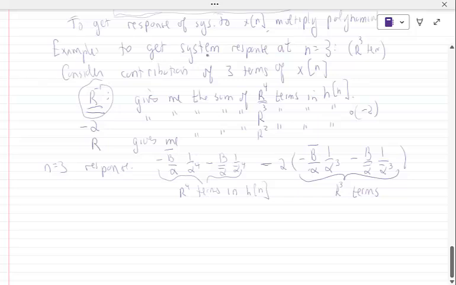And then finally I'll get the terms from R squared. And that's going to give me quite similar. It's just going to give me minus beta bar over alpha. And then this is going to be 1 over alpha squared. And I'll get minus beta over alpha bar. And this is 1 over alpha bar squared. Okay.